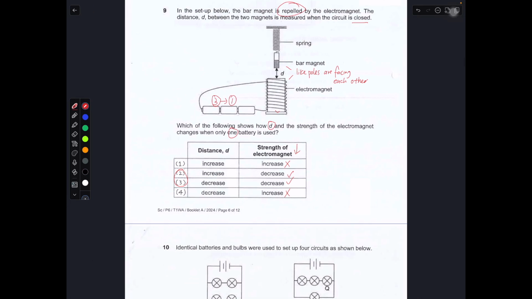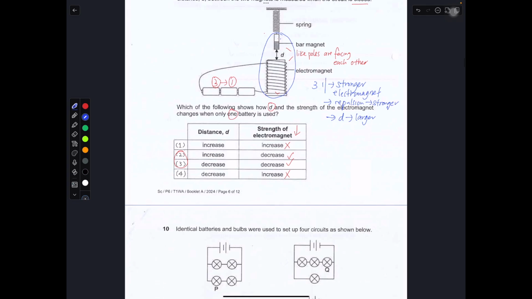Between these two, if you think about it, there's a spring over here and a bar magnet, and there's an electromagnet. We just zoom into this part first. Analyze this part, it will be much easier. If you have 3 batteries, you get a stronger electromagnet, so the repulsion will be stronger. So D will be larger because the repulsion is stronger.